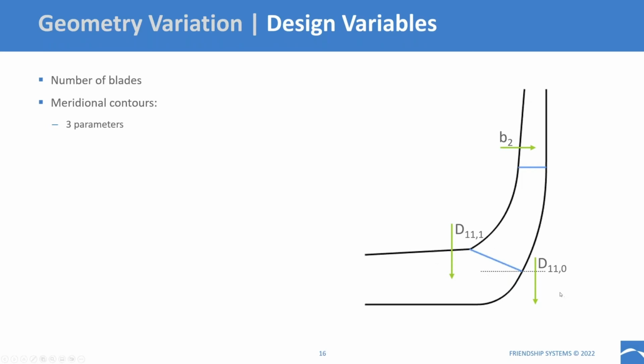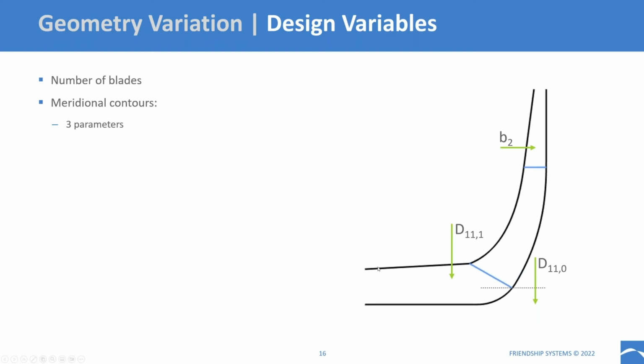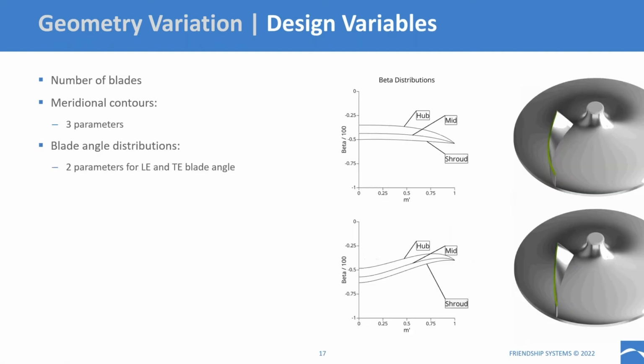You can also see them in the animation here. The first one, which is called D111 here, is the outer diameter of the pump inlet, basically. And then the second parameter, D110, is the diameter of the innermost position of the leading edge. And then B2 is basically the height here at the outlet, or at the trailing edge, of the impeller. So these are the 3 meridional contour parameters.